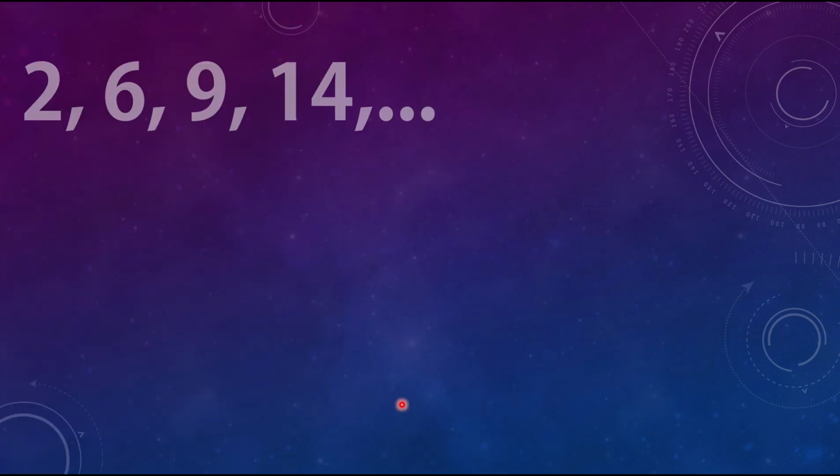Let's try another example. We have positive 2, positive 6, positive 9, and positive 14. So let us try to check whether this sequence is an arithmetic sequence or not. We need to check for the common difference. So again, subtract the second term and the first term. So we have 6 minus 2 is equal to 4.